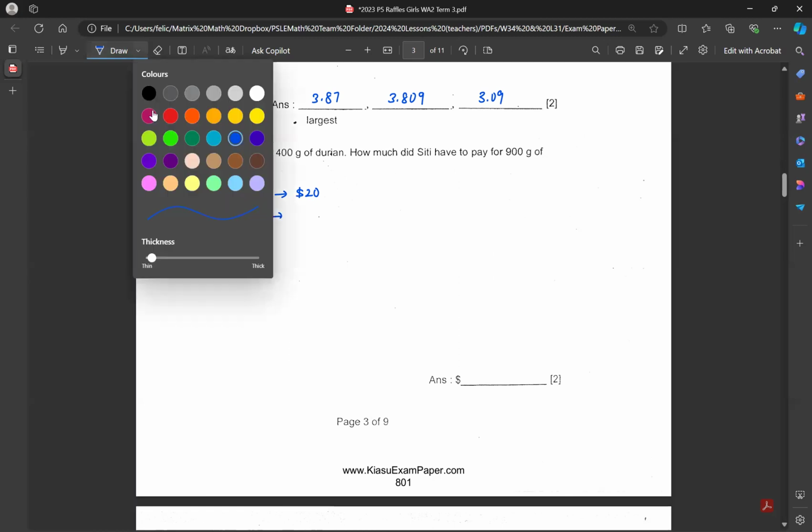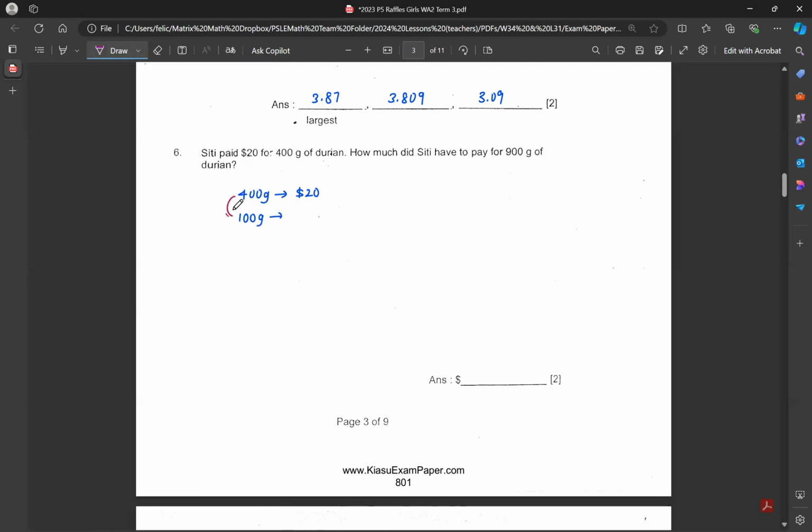Okay, so notice here, this will be a divide by 4. 400 divided by 4 gives us 100. So do the same over here. You should have $5 for this. Now we can easily go to 900 grams. Notice this will be $5 times 9, because 900 grams is 9 sets of 100. So that's it. It's a pretty straightforward question.